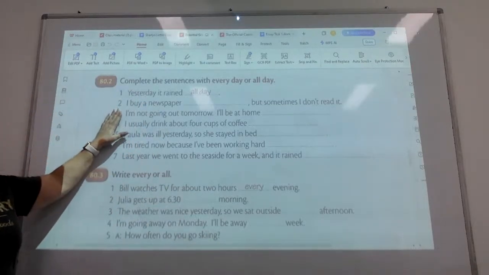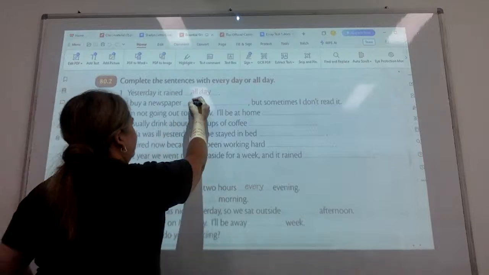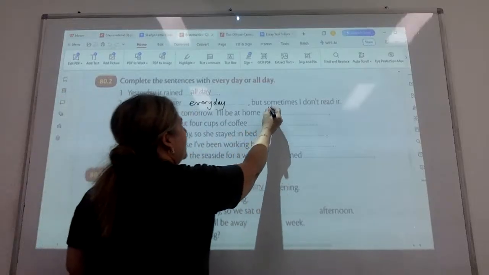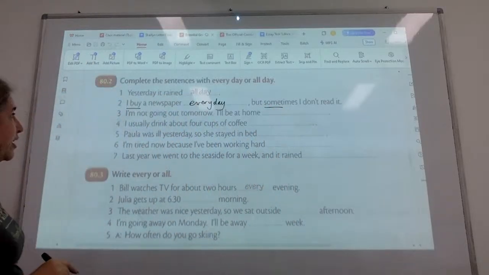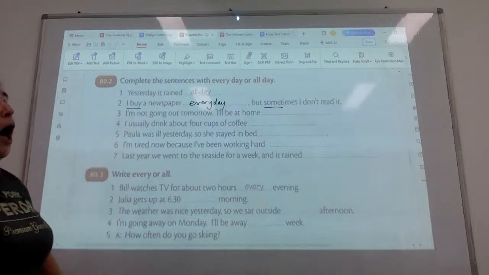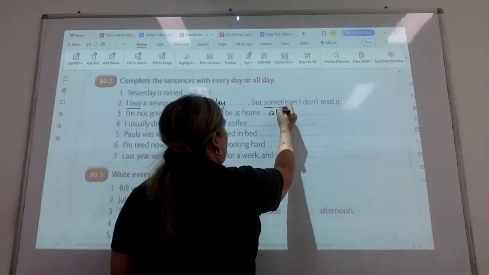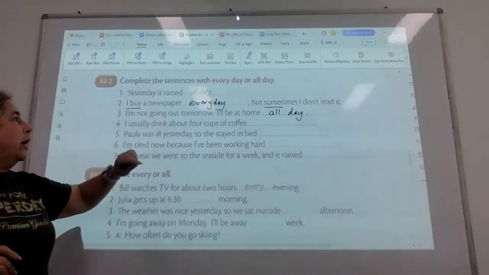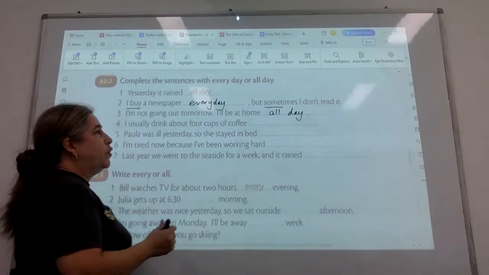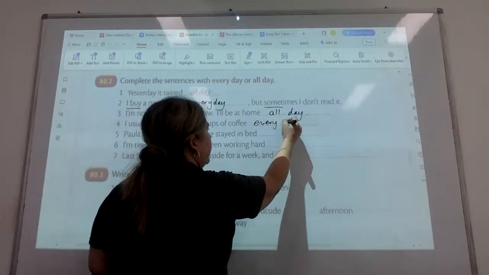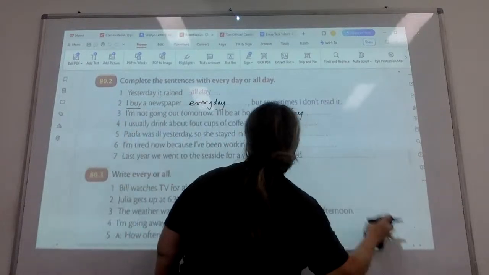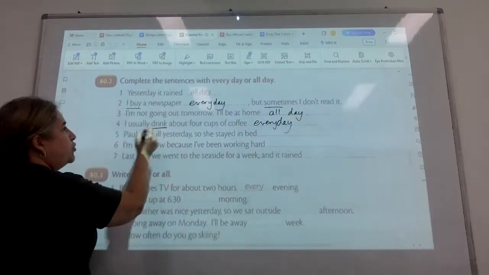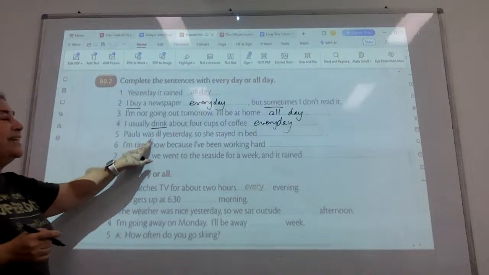I buy a newspaper every day. It's simple present, yeah? Because it says I buy, and then sometimes. Simple present, every day. I'm not going out tomorrow. I'll be at home all day. And you see, I'm using future. I usually drink about 4 cups of coffee every day. You see? Again, every day is two words. So I have drink, again simple present.